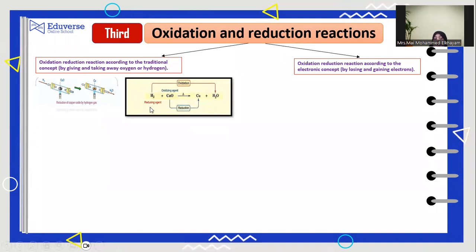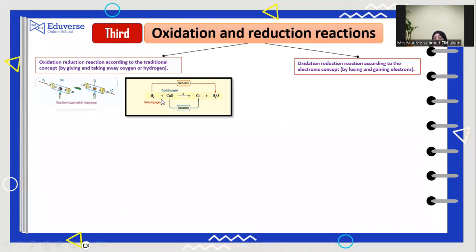If you're asked to write the oxidation reduction reaction, you have to write it in this way. Hydrogen plus copper oxide. Let me tell you something. Copper oxide is the rich guy. Why? Because it has oxygen with it. We'll consider oxygen as money. So copper oxide is the oxidizing agent. And the hydrogen is the poor guy because it doesn't have oxygen.